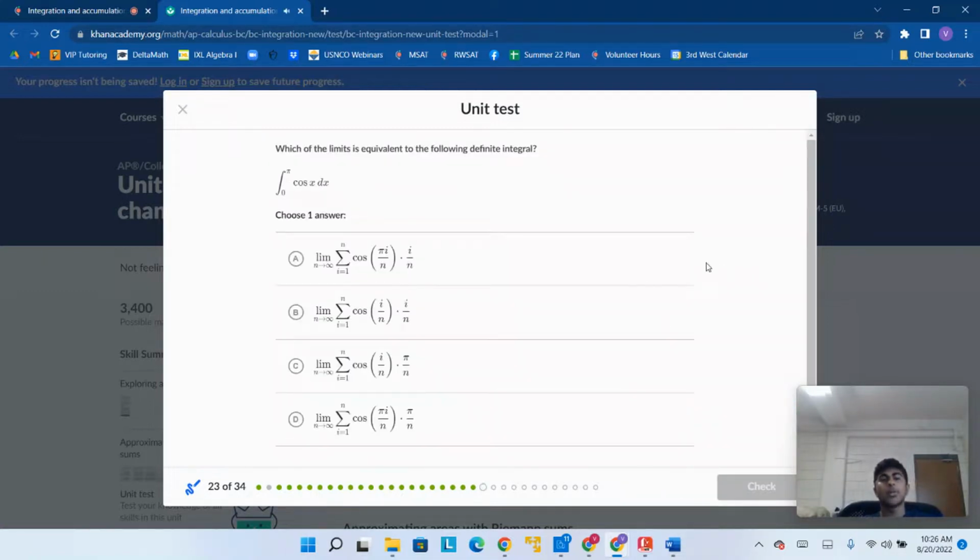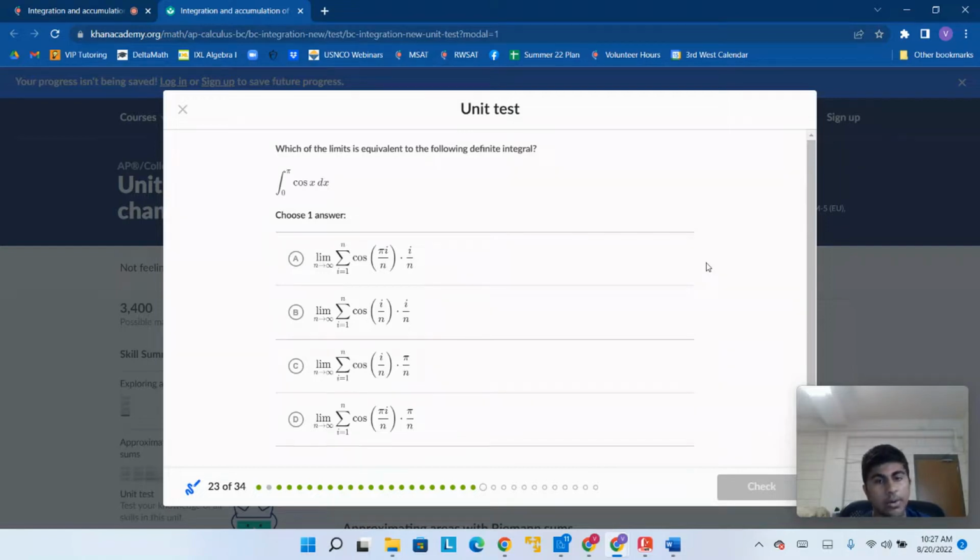Which of the limits is equivalent to the following definite integral? Okay, so this is how we use the infinite limit to make a Riemann sum. That's what we're doing right here. So we have to start. Where are we starting? Right here, it says we're starting at 1, for i equals 1, for each of them.